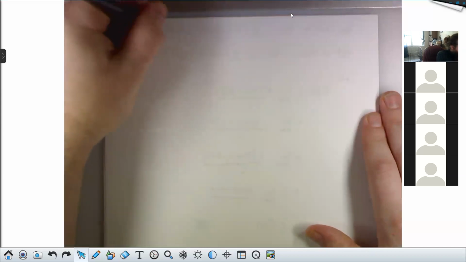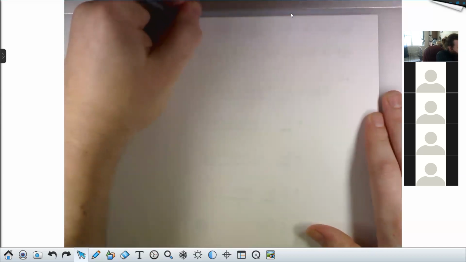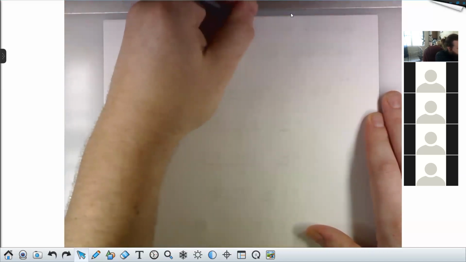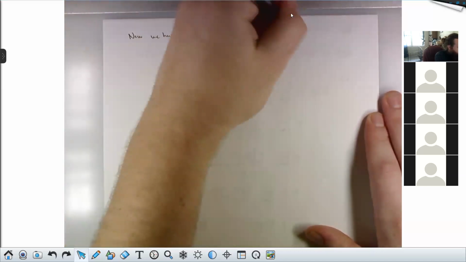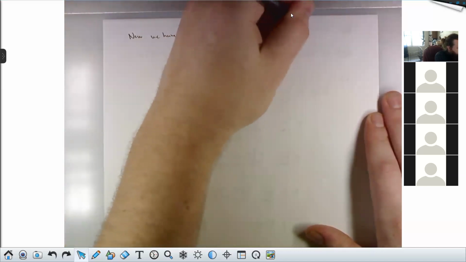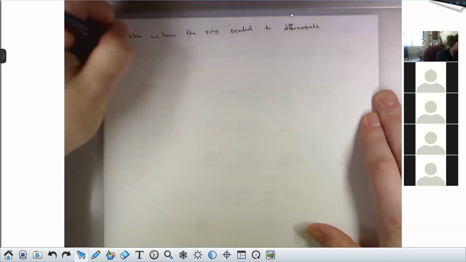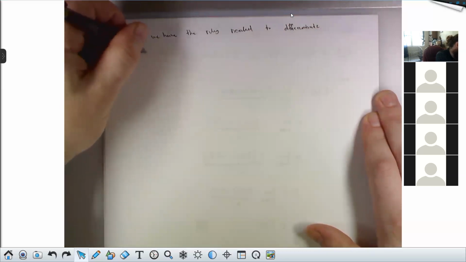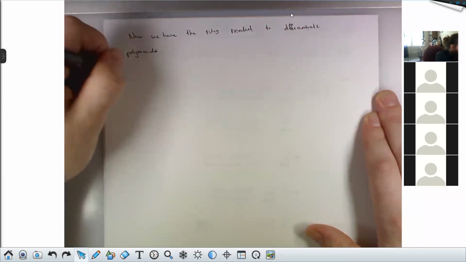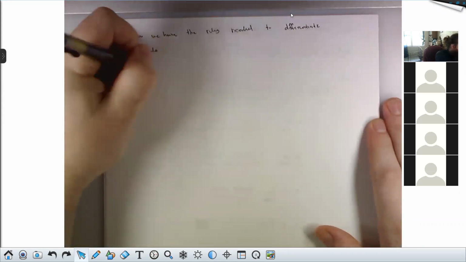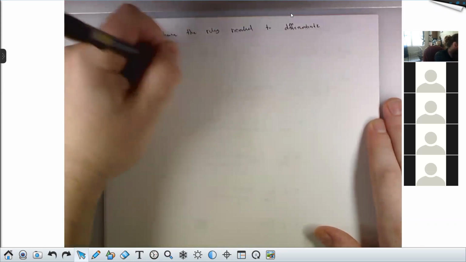Now we have the rules needed to differentiate polynomials. Not just polynomials, but any linear combination of power functions. So, for example, let's change the notation a little bit.